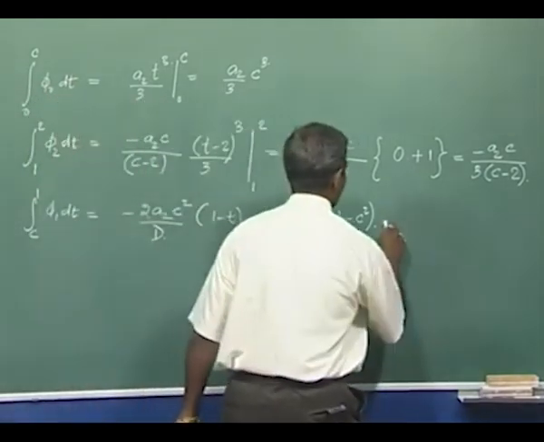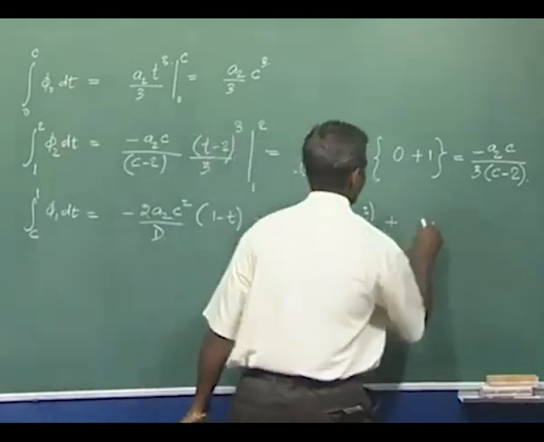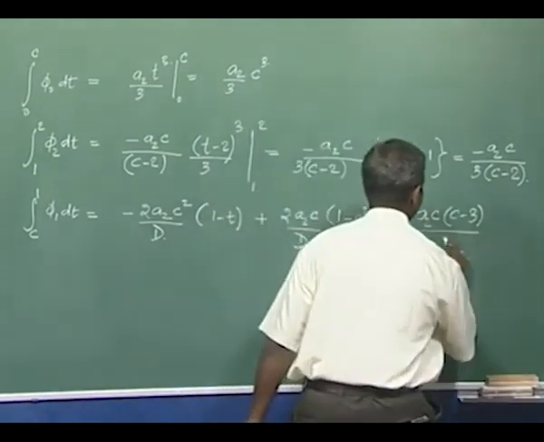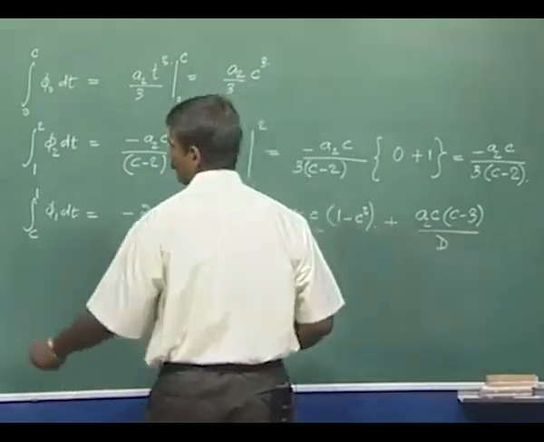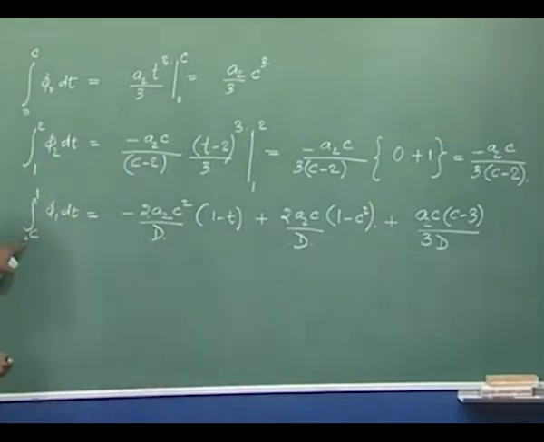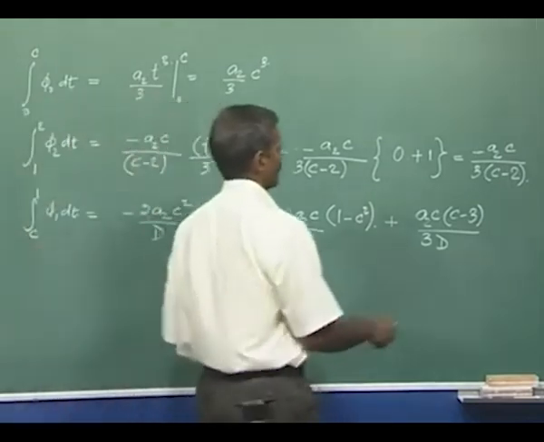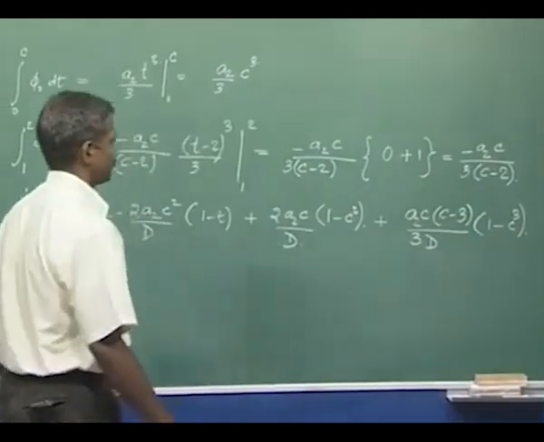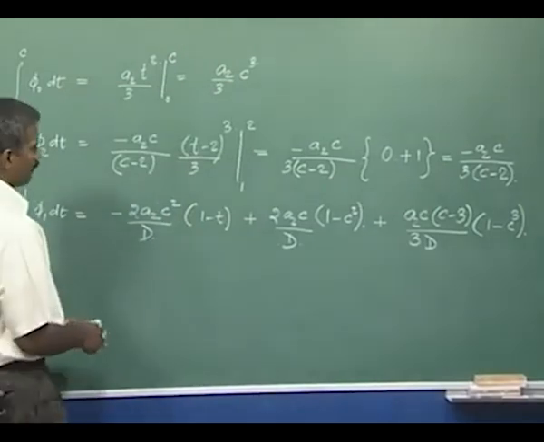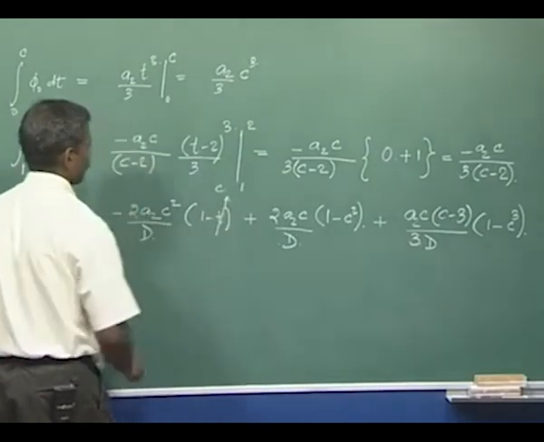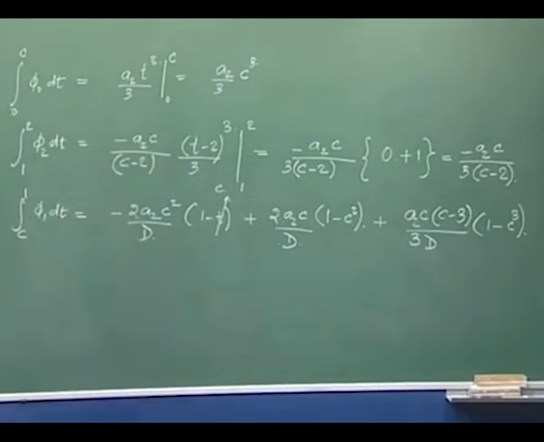About the third term, we'll have A2C, C minus 3 over D, t cube over 3, and t cube when evaluated at these two limits will give us 1 minus... By the way, this is C here. Now let me have you do the algebra from here on.